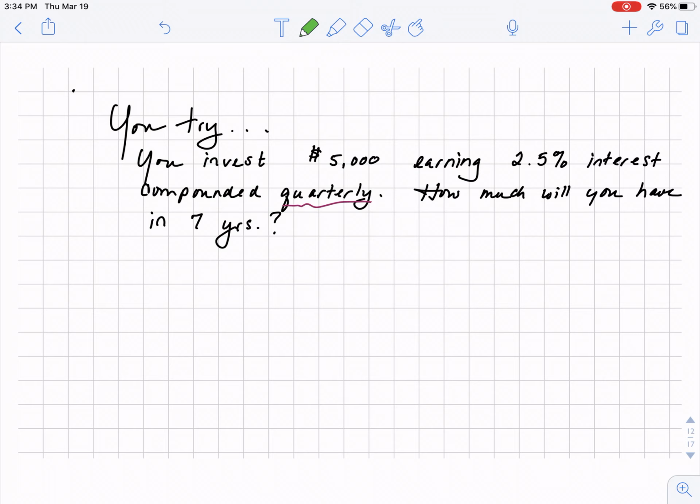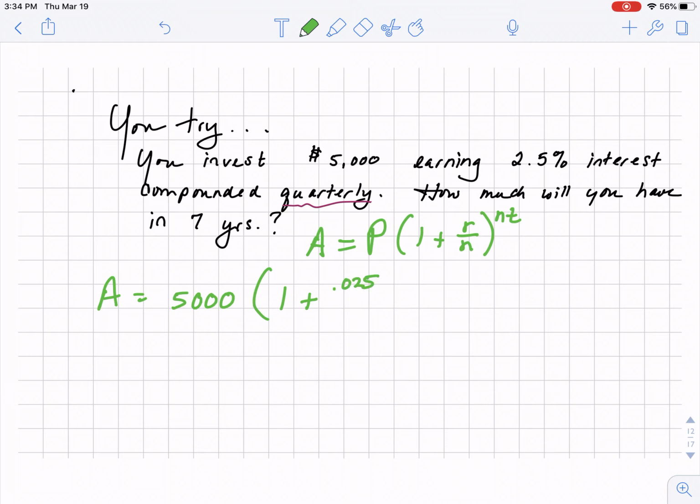Okay, we're back. Here's my formula again. A is equal to P times (1 plus r divided by n) to the nt. All right, so A is equal to the principal, which is 5,000, times 1 plus the rate. The rate is 0.025, right? Divide that by 4 because it's compounding quarterly, 4 times a year. And that to the 4 times 7 power.